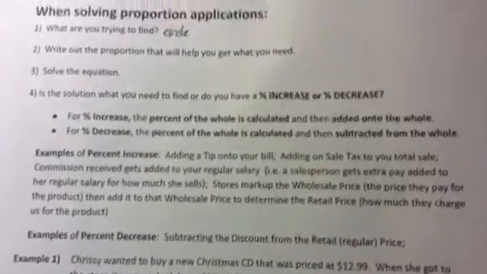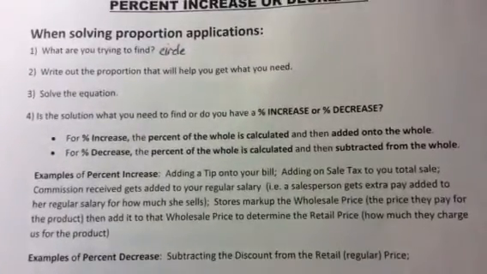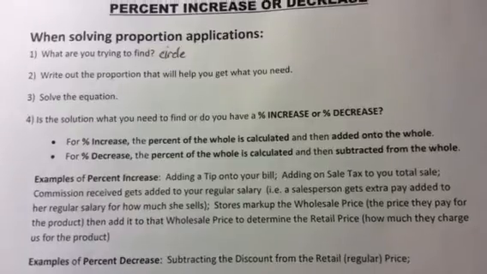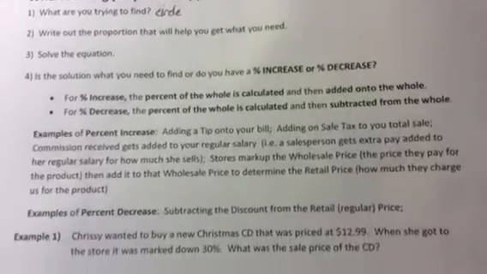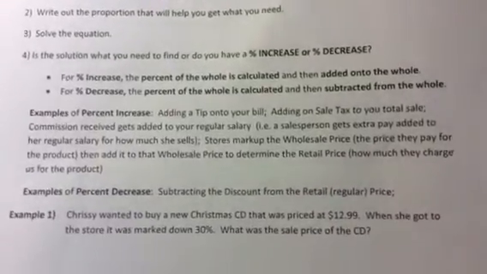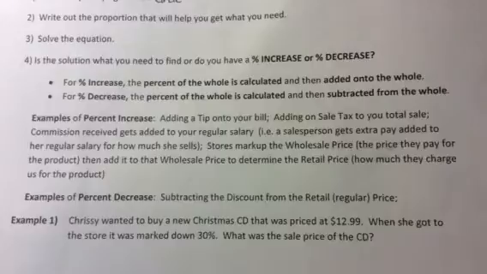All right, so then percent decrease, like subtracting the discount from the retail price, which the retail price is the regular price. So that'll be coming up with all the holidays coming up where they have sales. So this first problem, Chrissy wanted to buy a new Christmas CD that was priced at $12.99. When she got to the store, it was marked down 30%. What was the sale price of the CD?